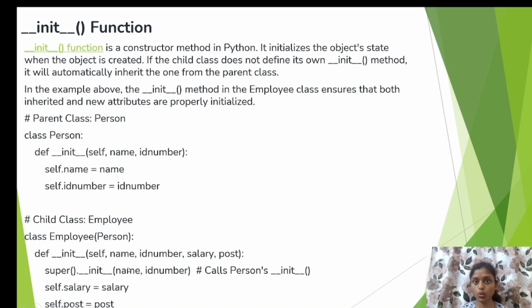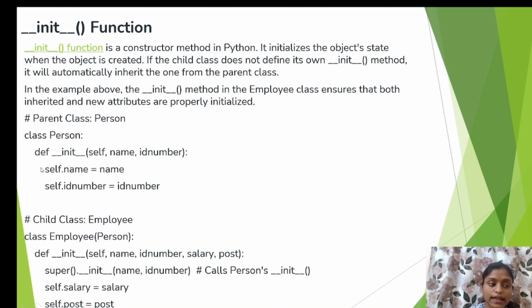And let us go with the init function. Init is a constructor method in Python. It initializes the object state when the object is created. As we already know, init is a function which automatically initializes. If the child class doesn't define its own init method, it will automatically inherit the one from the parent class. In the example above, the init method in the Employee class ensures that both inherited and new attributes are properly initialized. A parent class, let us take in a parent class Person.